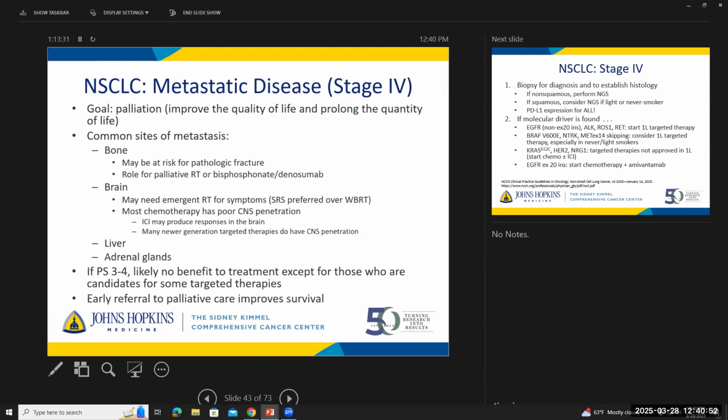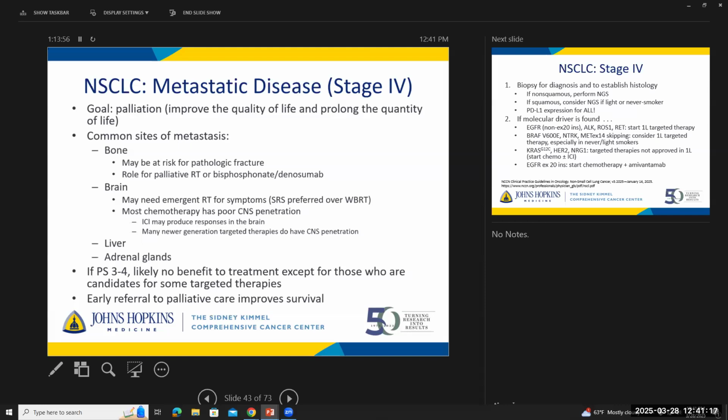Some common sites that non-small cell lung cancer likes to metastasize to are the bones, the brain, the liver, and the adrenal glands, okay? So bone metastases put our patients at risk for a pathological fracture, where the cancer goes into the bone and stimulates the osteoclast activity, which chews up all the bone matrix and can cause a weakening of the bone, which puts the patient at risk for fractures.